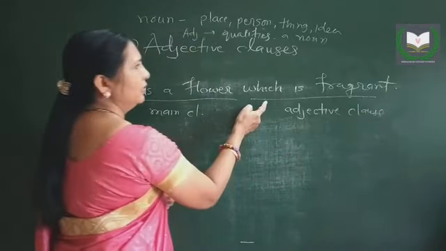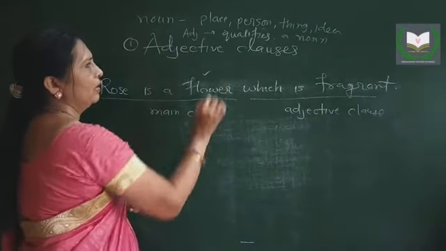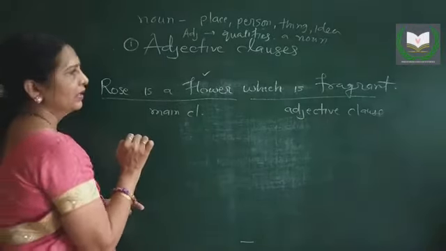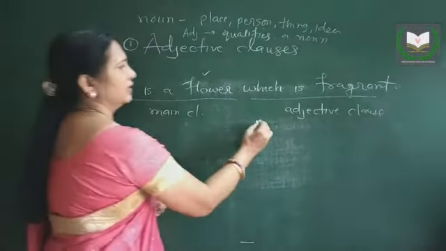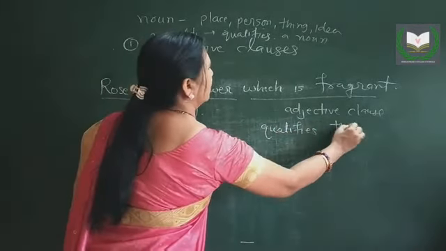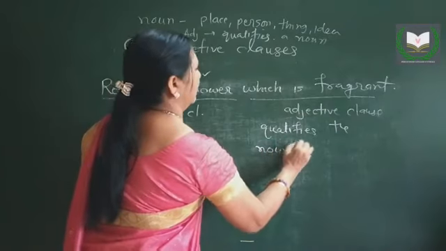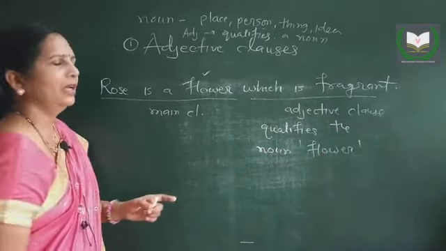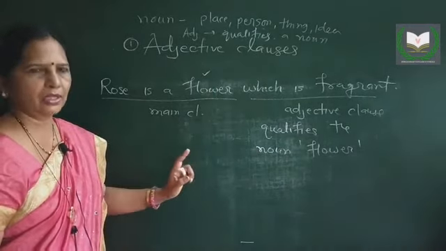And what does it do? It tells you more about flower. What is fragrant? The flower. So it qualifies the noun flower. And that's why it is called an adjective clause.